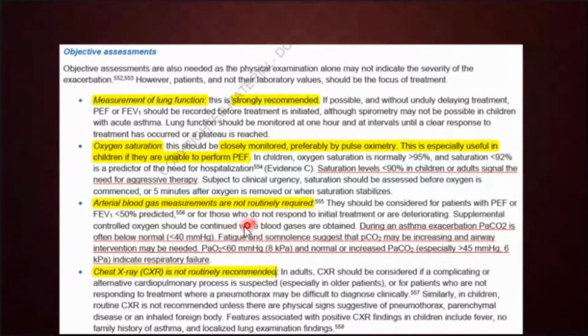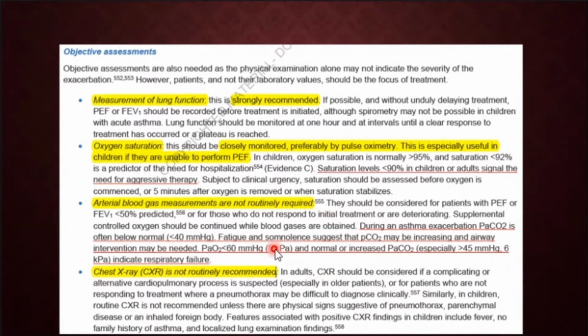However, if we do it and we find that CO2 is high, that tells us this is a very severe case of asthma, because CO2 retention is a sign of respiratory muscle fatigue. So if the patient retains CO2, then we know that this is quite severe. So it's not always required, but if the facility is there, it is a useful investigation.